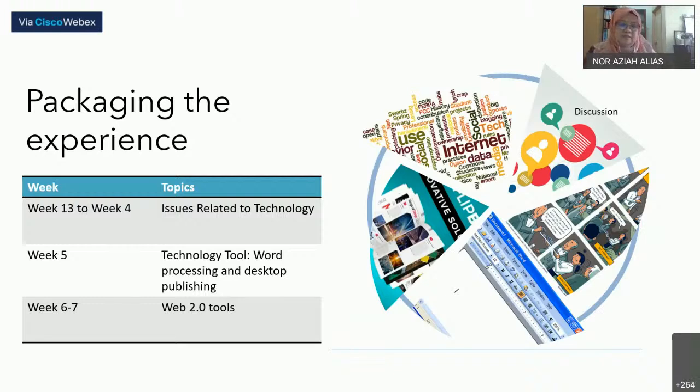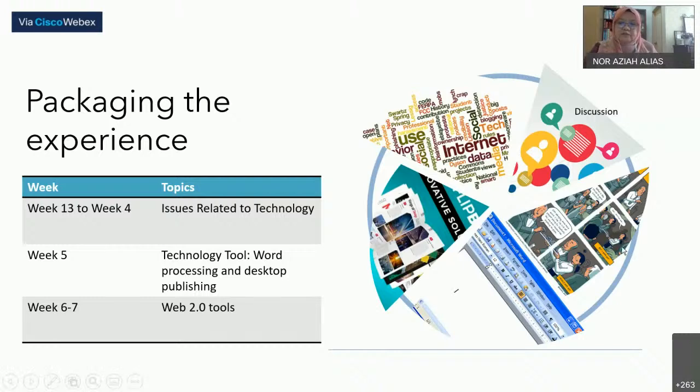Okay, so when we package the experience, these are all going to be examples from my class. When we started the MCO, we were at week 4 or something, and I was thinking, how do I do this? So I did not follow week 1, week 2, week 3, week 4, week 5 as stipulated in the course structure. I moved week 13. I teach innovative technologies to education students. So I brought week 13 to week 4 because I want the students to deal with the issues of ODL first. And then I put it together with learning word processing and desktop publishing and some Web 2.0.